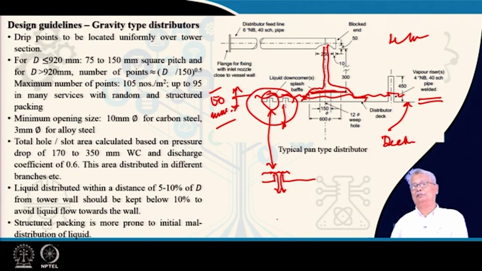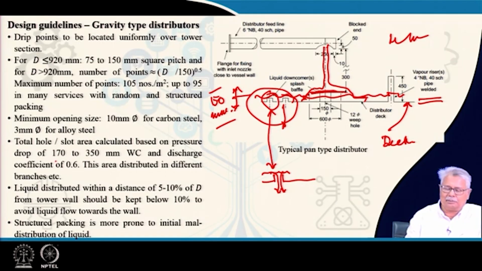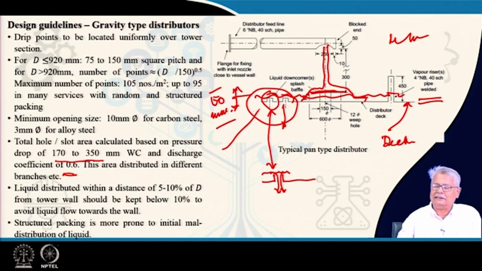The pressure drop here, you definitely have to find out what is the allowable pressure drop. It is given here that the typical pressure drop could be about 170 to 350 millimeter water column, and the discharge coefficient is 0.6, and based on that you will be designing these. What is the diameter required?